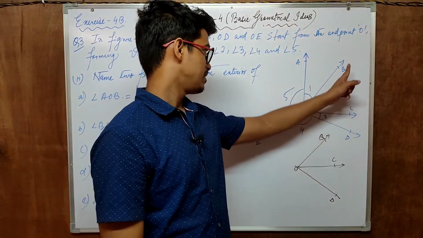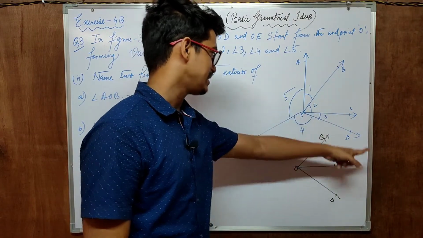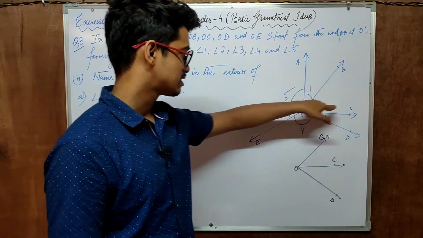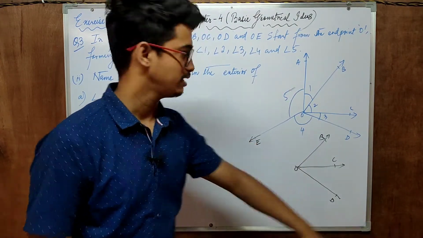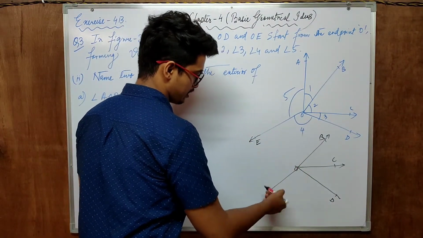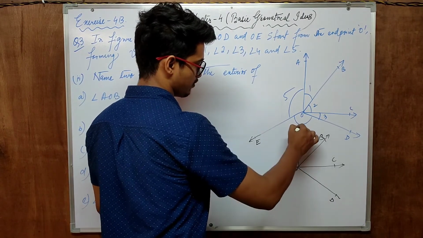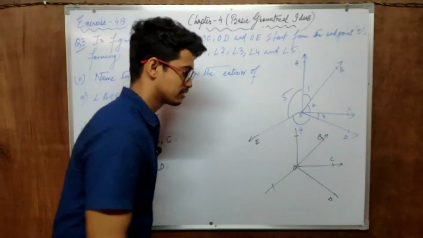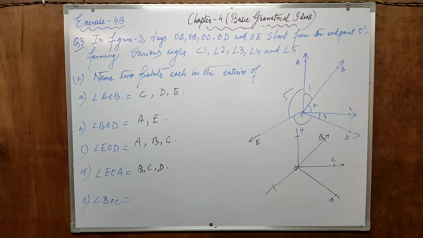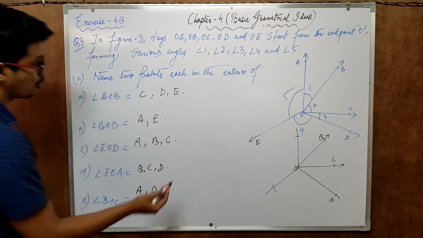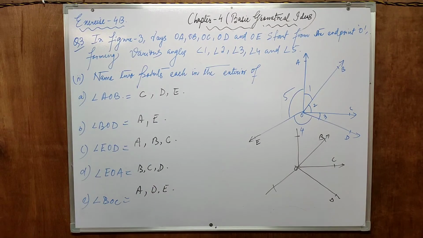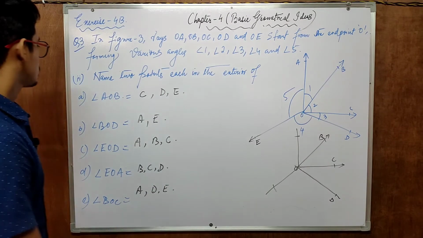Last but not the least, there is the question BOC. So where is angle BOC? BOC is this region, alright. So this point will be exterior, this point will be exterior, and this point will be exterior. Simple. So that means A, D, E are the exterior points. I hope you got it. It's very easy to understand. So question number 2 is done.